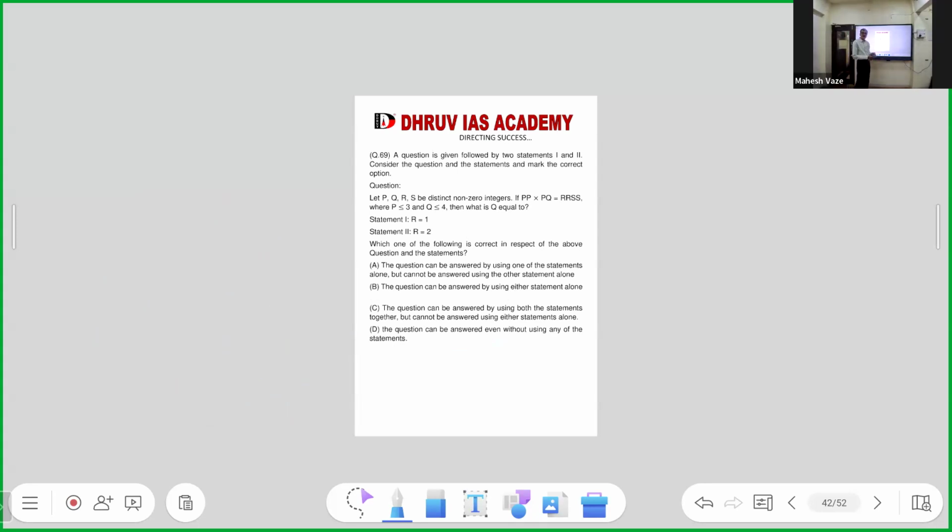PP into PQ is RRSS, that means a 4-digit number, where P is less than or equal to 3 and Q is less than or equal to 4. Then what is Q equal to? Statement 1, R equal to 1, statement 2, R equal to 2, and again options are given. Whether it can be found out using one statement alone, both the statements are needed, or the question can be answered even without using any of the statements. Now first we'll see whether from this information only, this question itself, we can find out the answer. Otherwise we'll be using the statements.